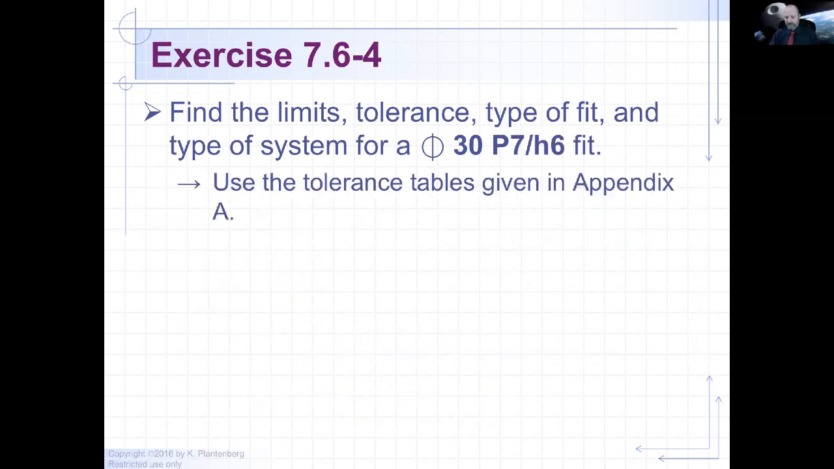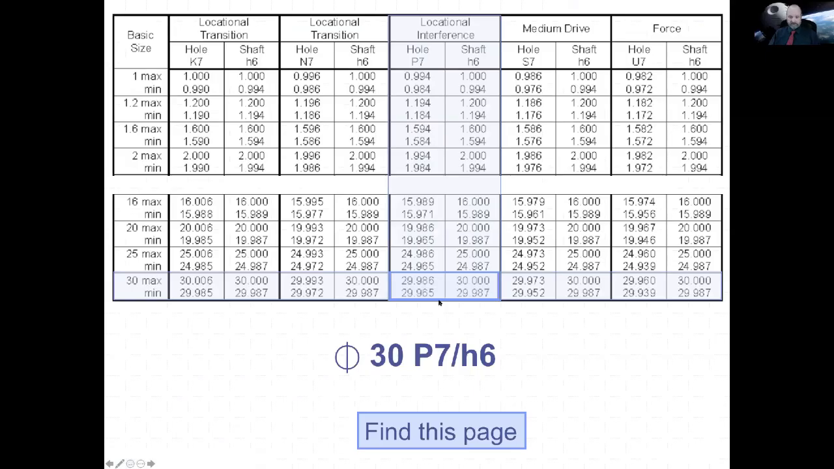So here's another example. Basic size again is 30 millimeters, but we have different IT numbers for the hole, capital letter, right, and the shaft, lower case letter. So let's take a look at that. So we go look up that table, that page in your book, and you find the basic size again, and now you're looking for P7 and H6. You find that. Oh, we know it's a locational interference, and then we know how to make it.